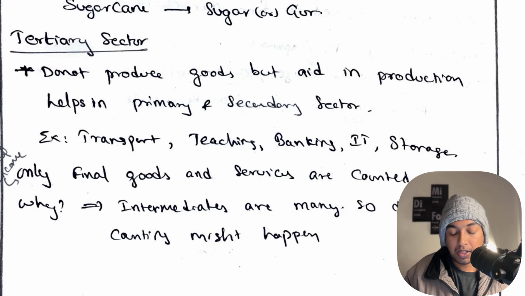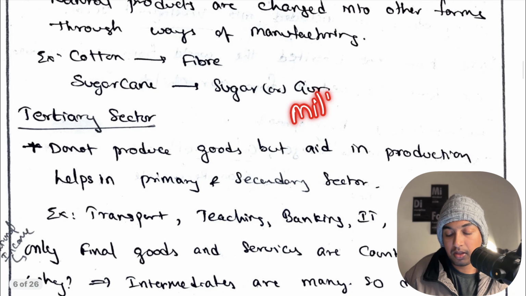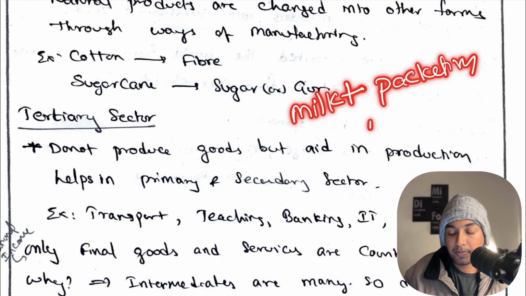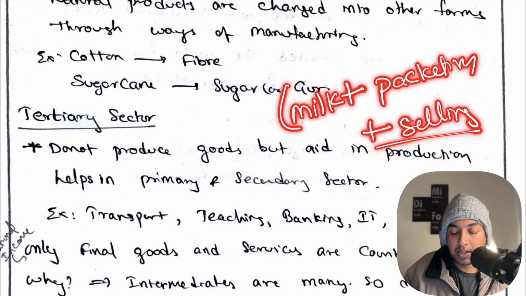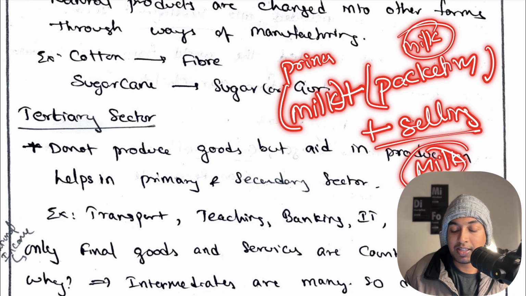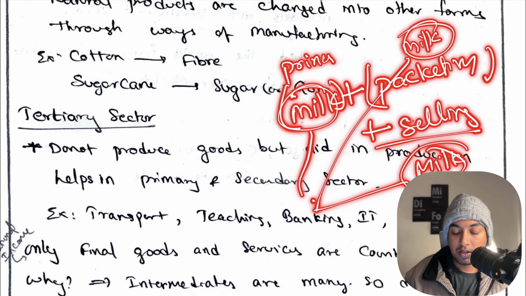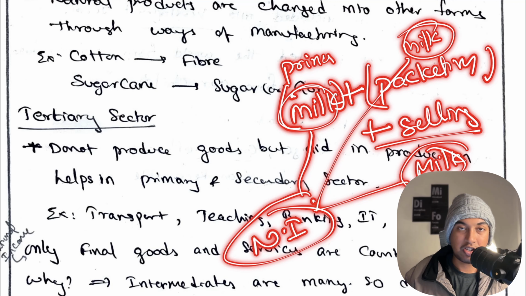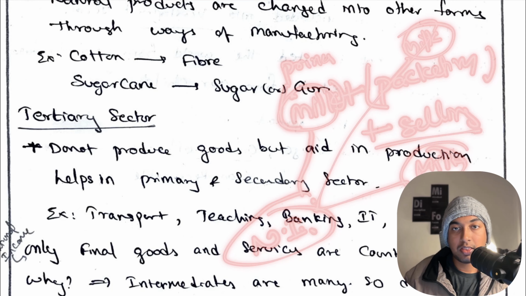Now tell me, if I calculate milk income plus packeting plus selling, milk is milk at the primary sector, right? And this is packeting, and we have milk here too, and milk here too. So the same item is counted thrice. When we are calculating national income, we are calculating milk thrice. That should not be done.